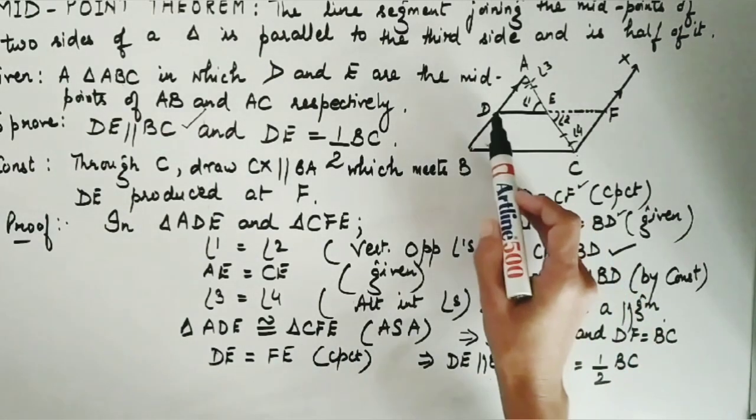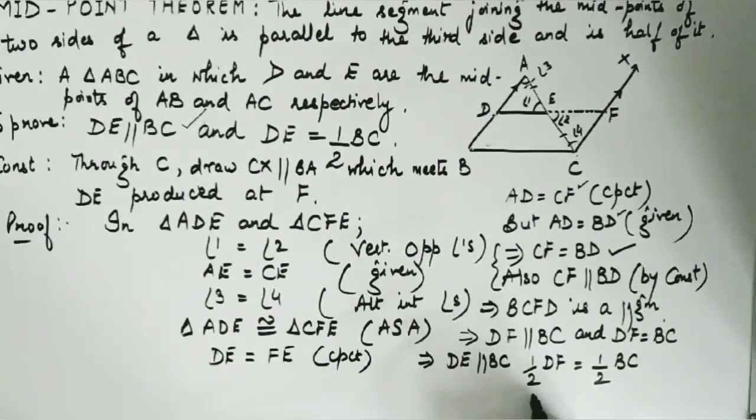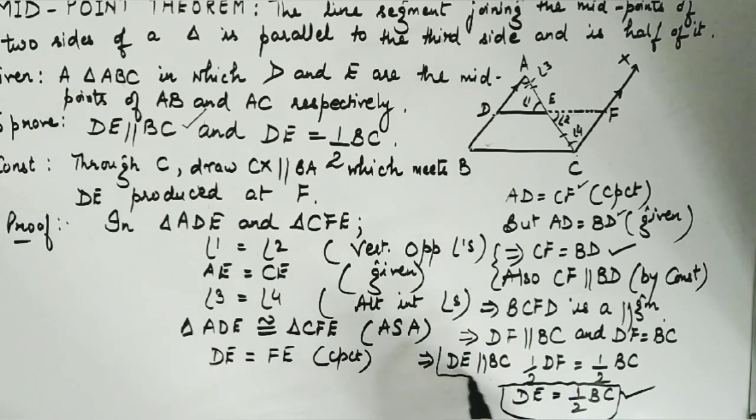So half of DF would be DE, and half of BC remains as such, because that's the requirement of our theorem. So this proves both the parts: DF is parallel to BC, DE is parallel to BC, and DE is half of BC. So, one of the important theorems. Check all the steps. If there's any confusion or doubt, get it clarified.